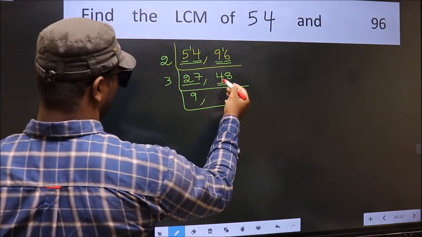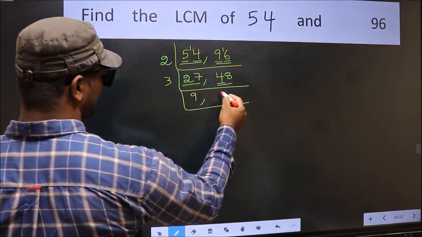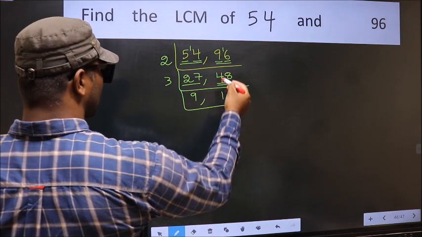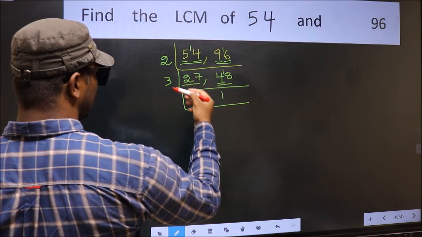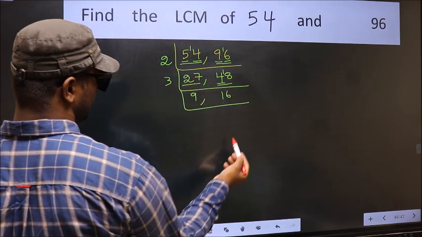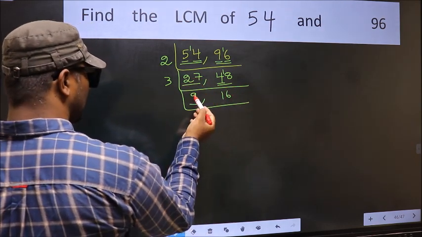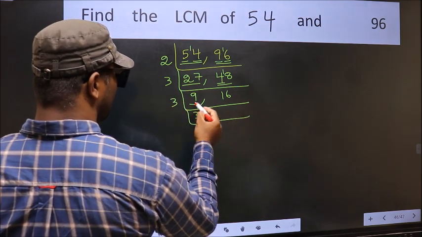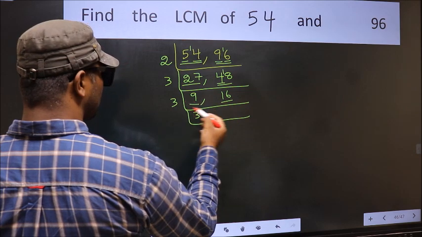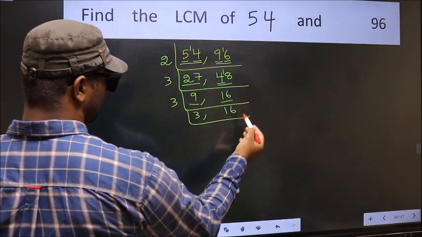So first number 4, a number close to 4 in the 3 table is 3 1's 3. 4 minus 3, 1, 1 carried forward, 18. When do we get 18 in the 3 table? 3 6's, 18. Now here we have 9. 9 is 3 3's 9. The other number 16 is not divisible by 3, so you write it down as it is.